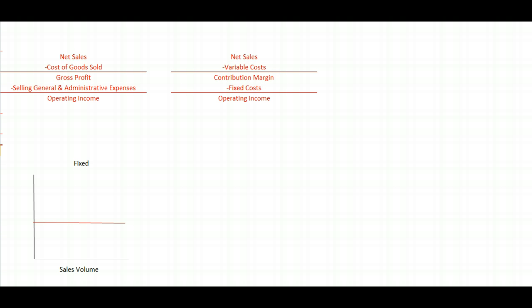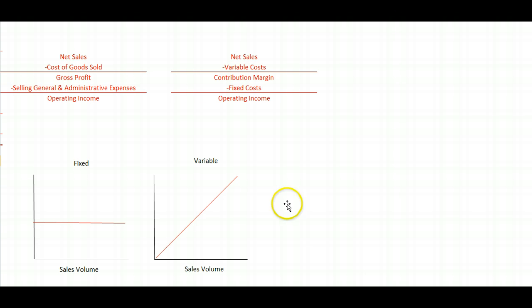A fixed cost is a cost that does not vary in proportion to sales volume. So I have an airline and I book straight line depreciation on my airplanes. The more passenger miles I fly, the more sales I have. It doesn't affect my depreciation. It might change. I might buy a plane or I might sell a plane, but it doesn't change in proportion to my sales volume.